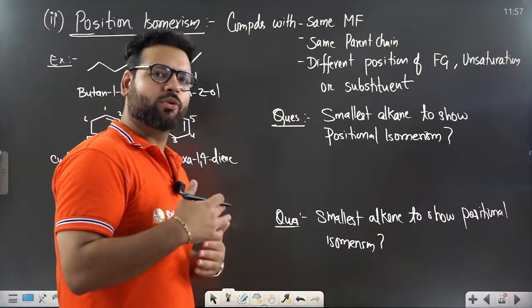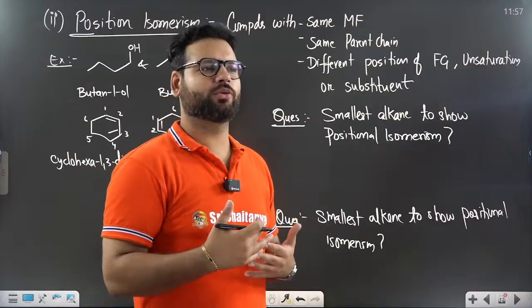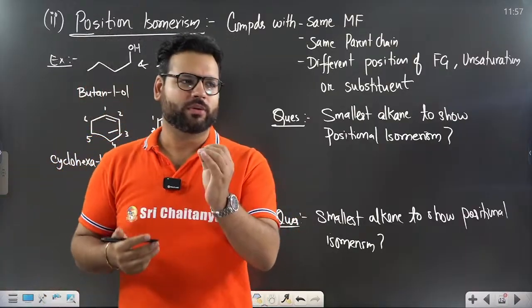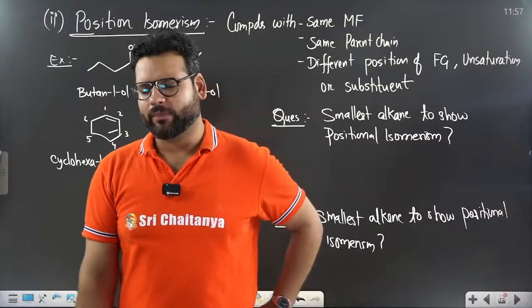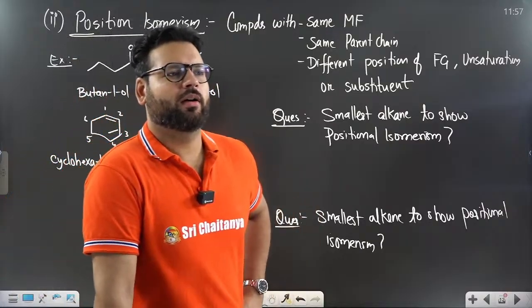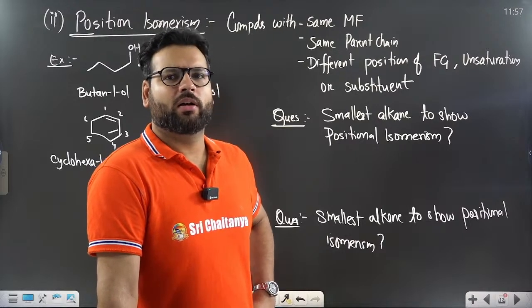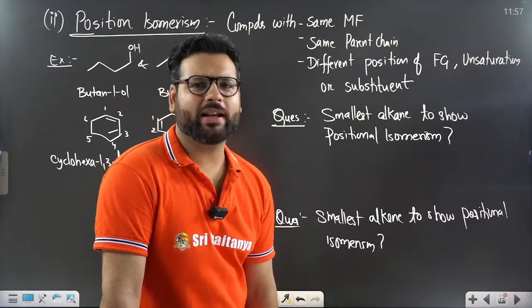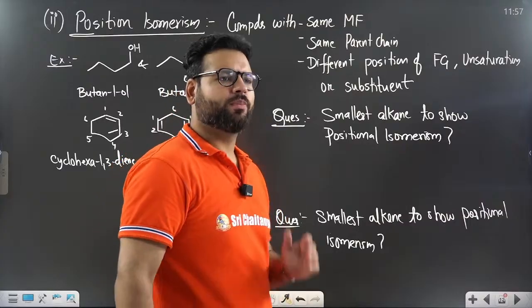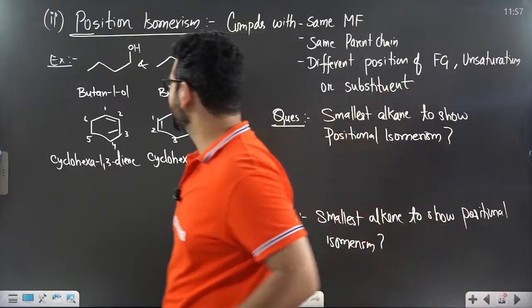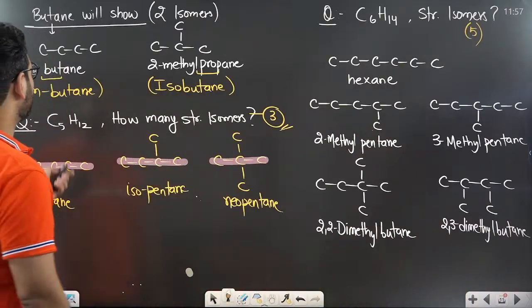See, that's where you don't think. You just start answering. Beta, how will butane show positional isomerism? You tell me. Butane has two isomers, you saw. Butane and isobutane. How will butane show isomerism? You tell me. This was butane, na beta.